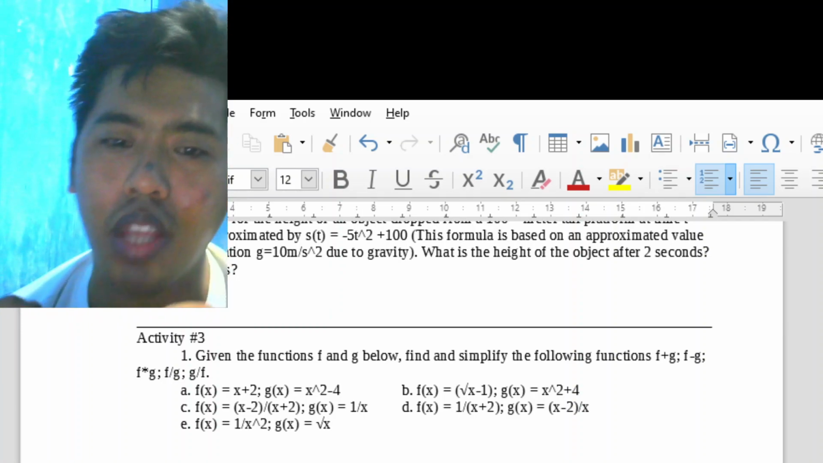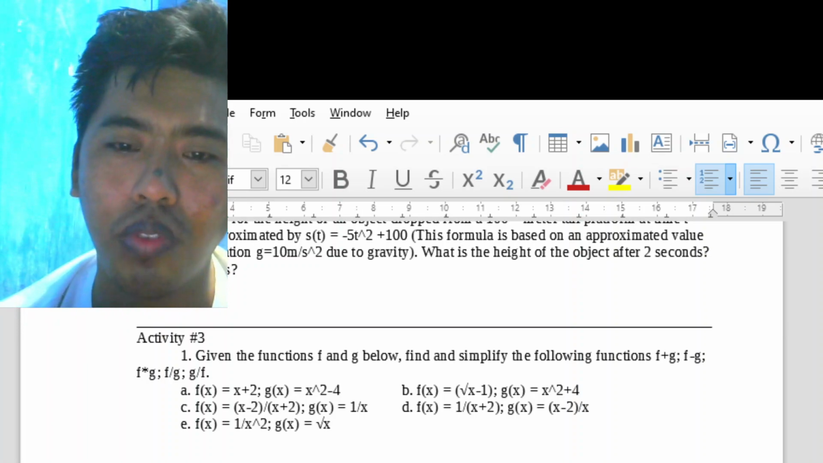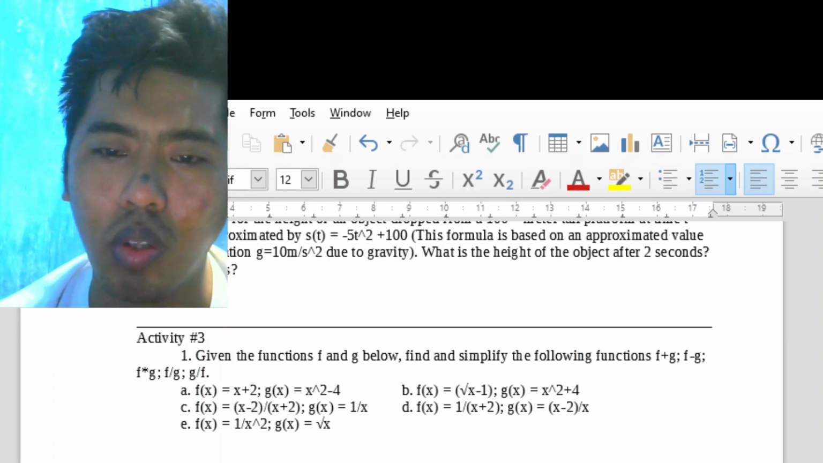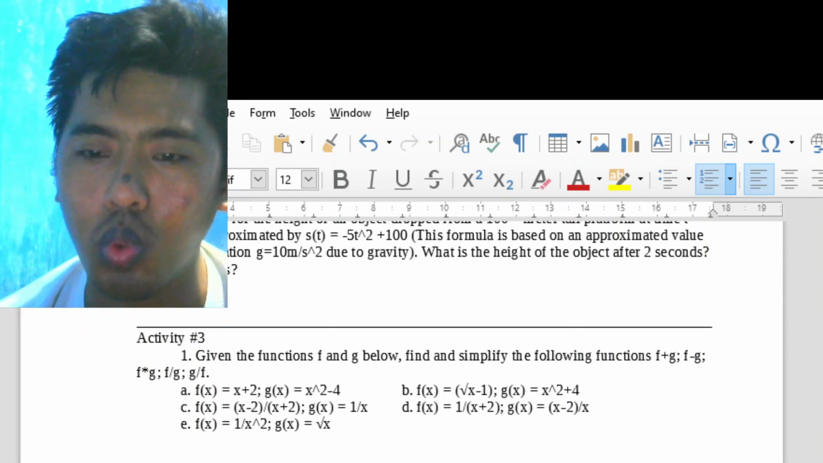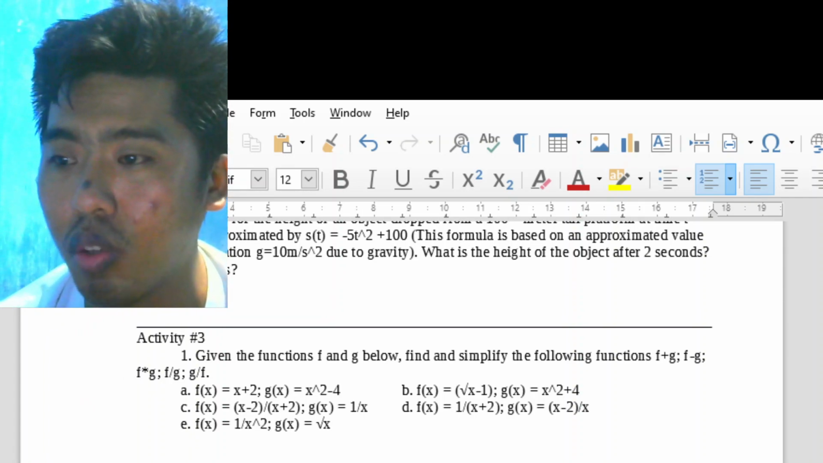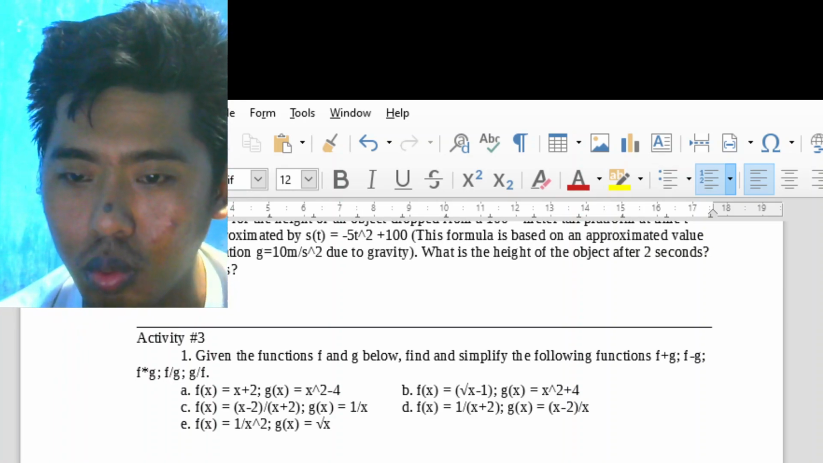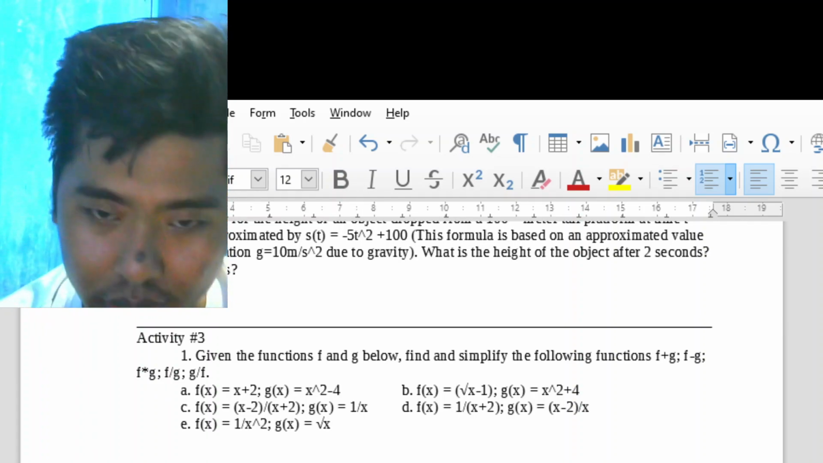Letter C, f of x is equal to x minus 2 all over x plus 2. Then g of x is equal to 1 over x. Letter D, f of x is equal to 1 over x plus 2, meaning kauban na sila. O nang ako nang libutang box. Then g of x is equal to the quantity of x minus 2 all over x.